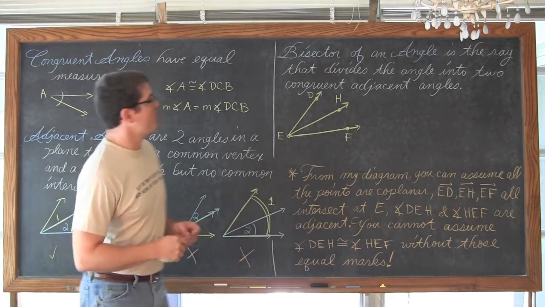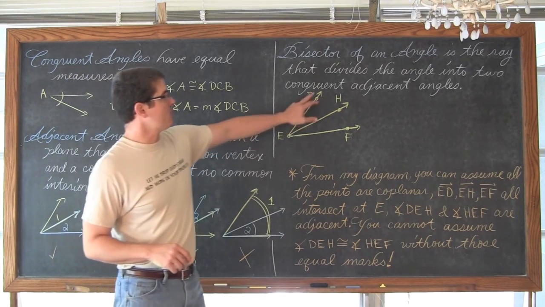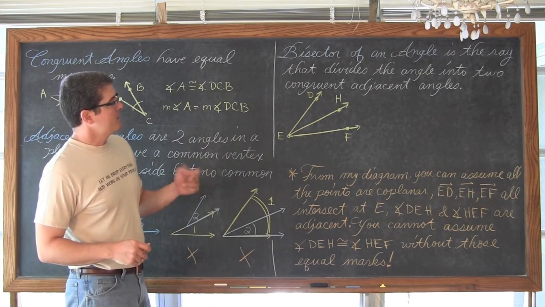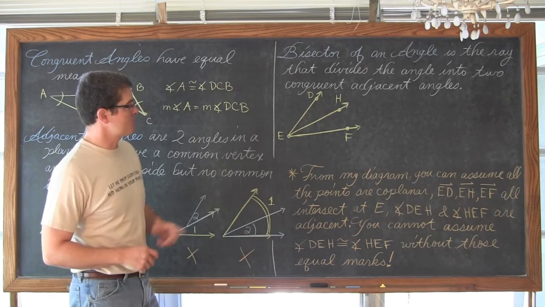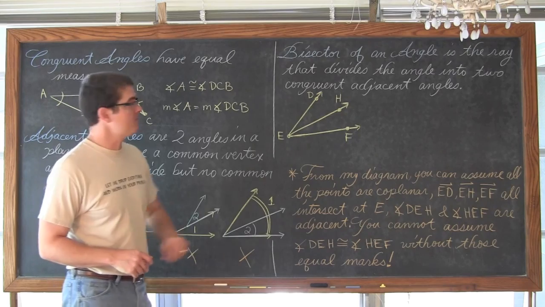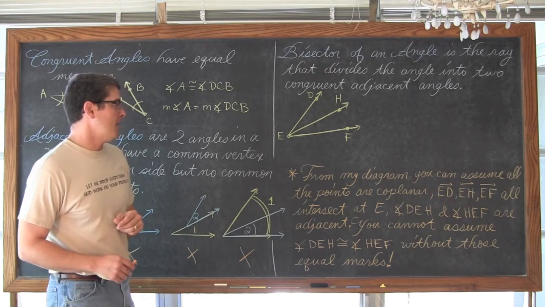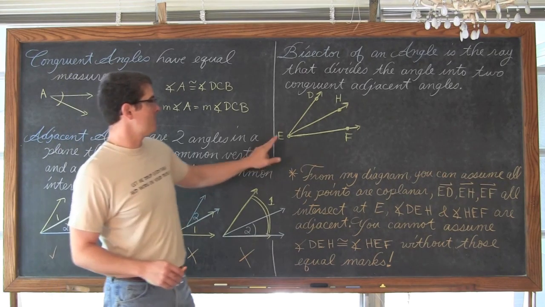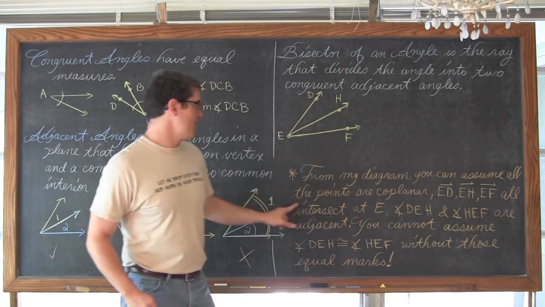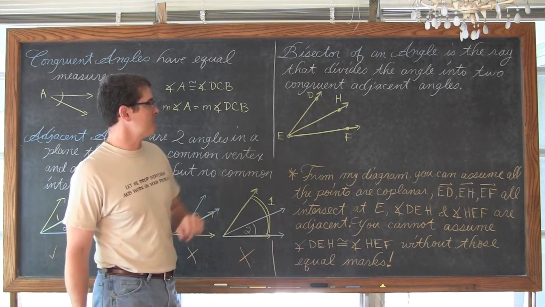Our last definition, angle bisector, or a bisector of an angle, is a ray that divides the angle, and ultimately we're going to be talking about angle DEF, into two congruent adjacent angles. So all I have here though is, from my diagram, you can assume that all points are coplanar, that I'm talking about D, H, F, and E. They're all on the chalkboard, so they're all coplanar. You can see that ray ED and ray EH and ray EF all intersect. They also all have the common endpoint or initial point of E.